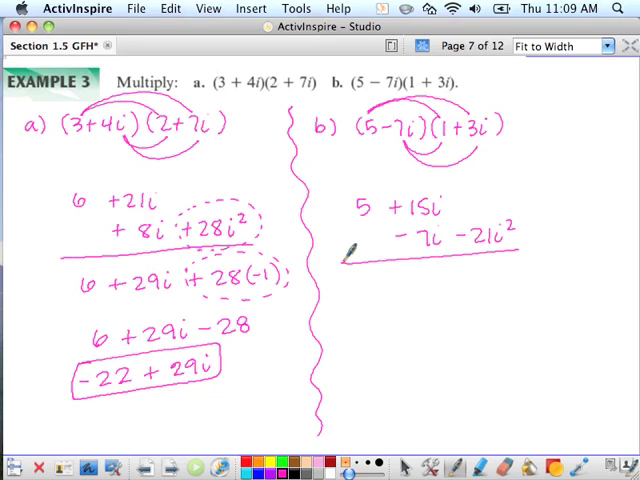So now we start combining like terms. We have 5 plus 8i. And negative 21i squared is really negative 21 times negative 1, which actually turns it into positive. The i squared on the end here is always going to change the sign in front of that term. So it's going to be positive 21 for a total of 26 plus 8i.